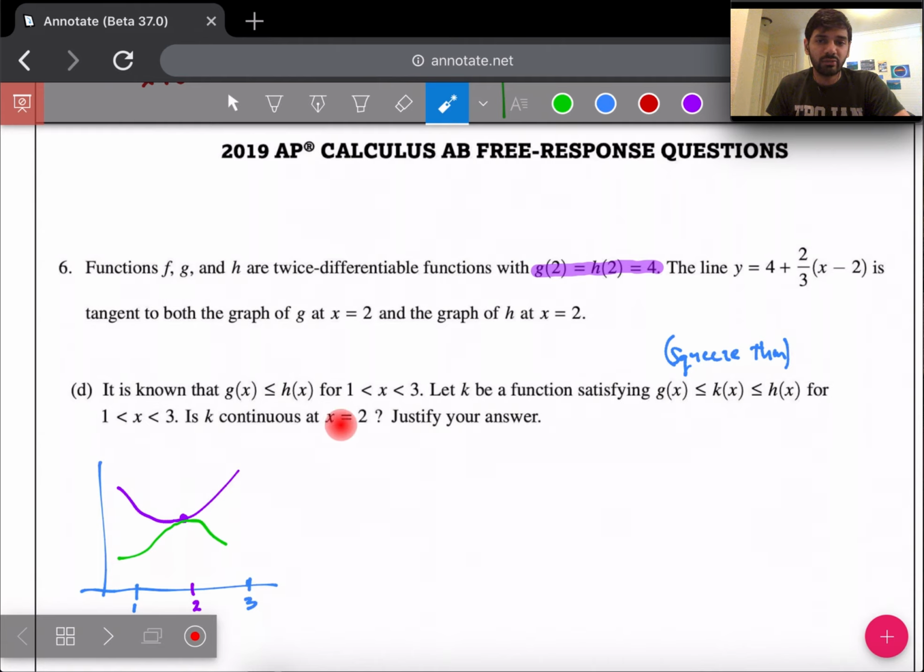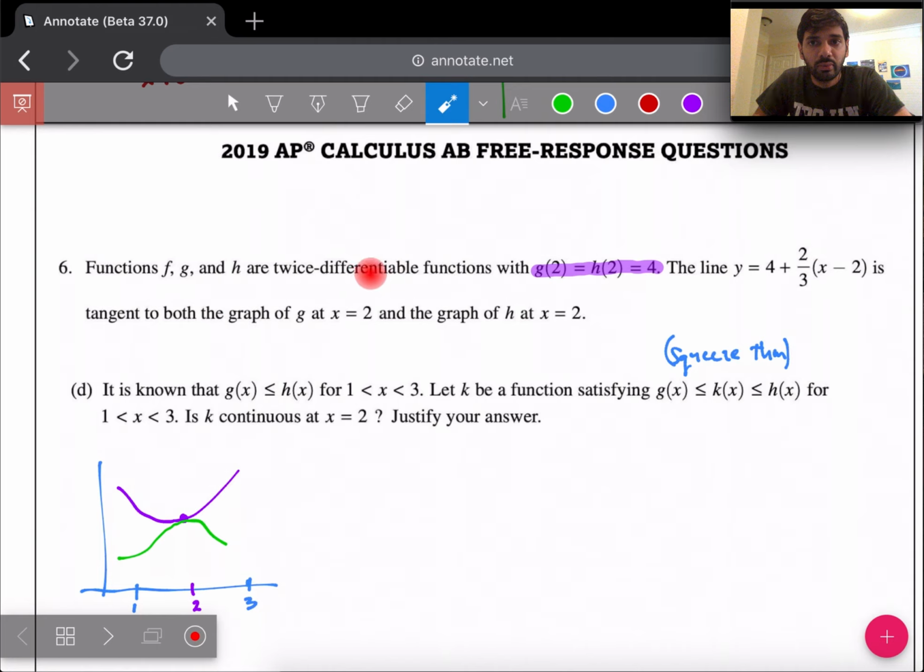Now it's asking us if k is less than h but greater than g, meaning it's in between them, does k have to be continuous at x equals 2? We have to justify our answer. So now using the squeeze theorem, we can justify if k is continuous or not. So the first thing that we need to show is that g and h are continuous. I know I already drew that here, but I need to explain why it's continuous, and that's kind of written up here.